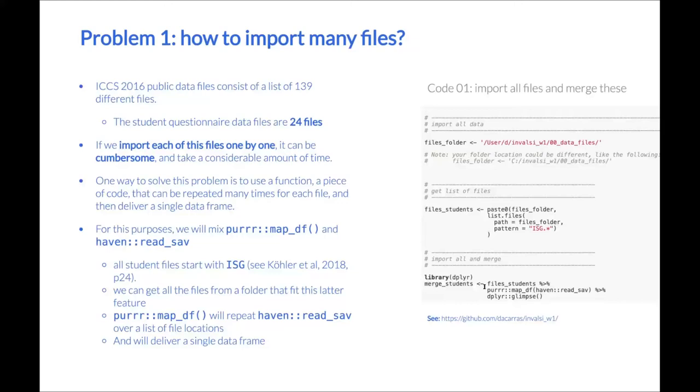This is functional coding. These are the lines that can read a single SPSS file that is located in some logical folder within your computer. And what this function is doing is that it's reading one by one all the 24 locations, then applying the haven function to read SPSS files. And then at the end, because this is a DF function, instead of giving you a list, it's going to give you a full data frame in a single line.